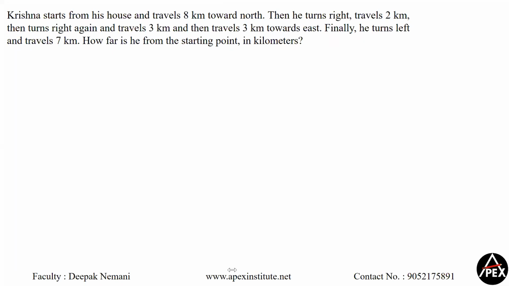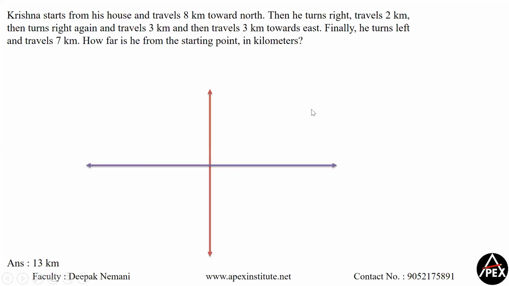Okay, let's see. 13 kilometers, perfect, right answer from majority. Yeah, 13. It's not 17, it's 13. So Krishna starts from his house and travels 8 kilometers towards north. Always consider this as your starting point. This is Krishna's house. And travels 8 kilometers towards north. So this is 8 kilometers.